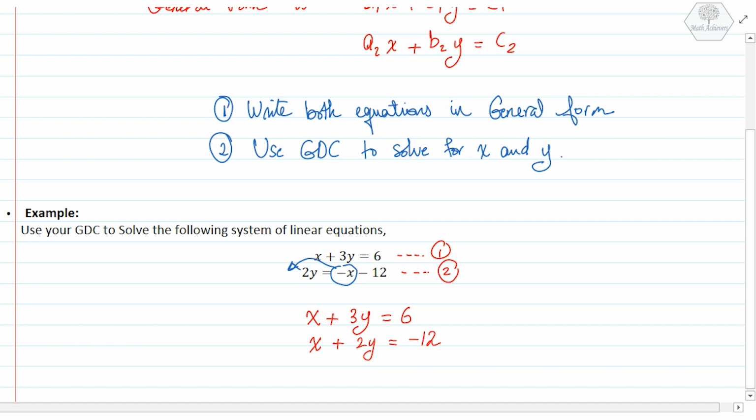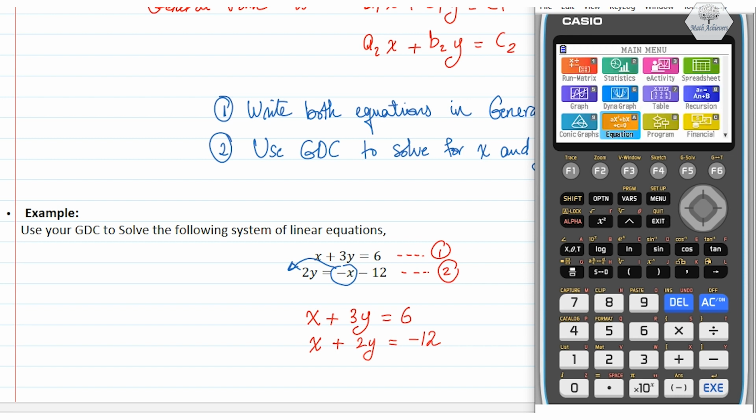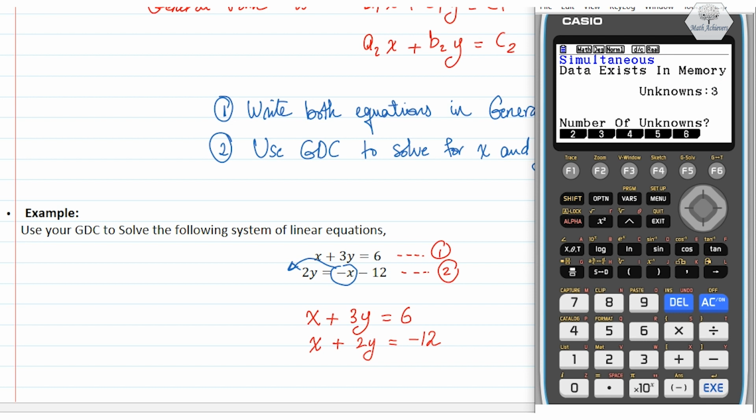Now, I go to my graphical display calculator, exit again, I go to the menu, equation, I choose F1, which is simultaneous equations. The number of unknowns are 2, so it gives me a simultaneous equation, two unknowns, which are the x and y. Now I need to fill in with the coefficients of x and y and with the value of c, which is the constant.